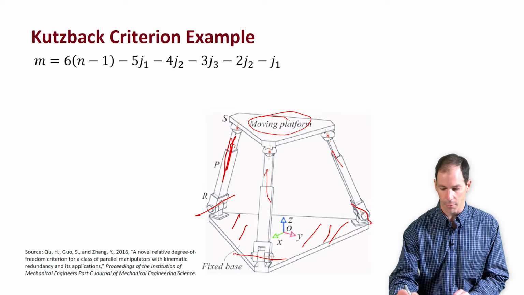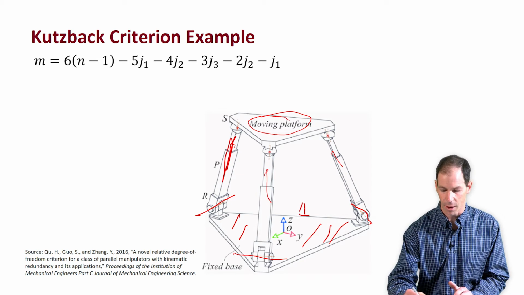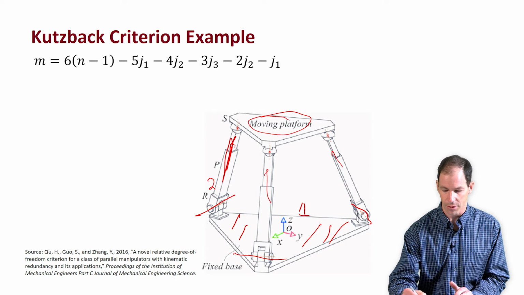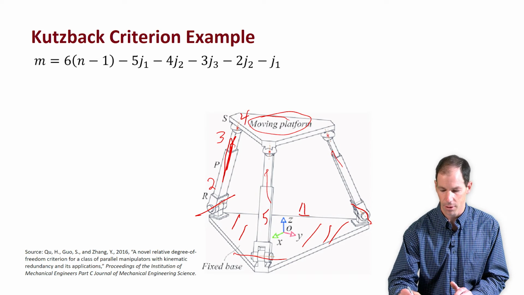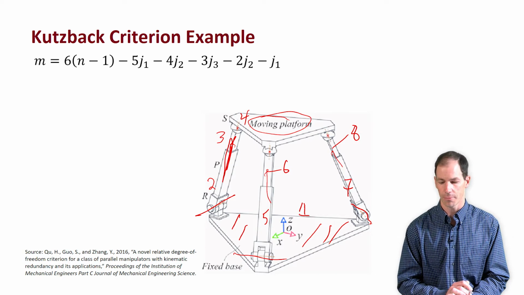So I start off by numbering my links. I have 1 for the base plate, and then 2, 3 for the top of the prismatic, 4 for the top platform, 5, label this 6, 7, and finally 8. So I have 8 links in this mechanism.